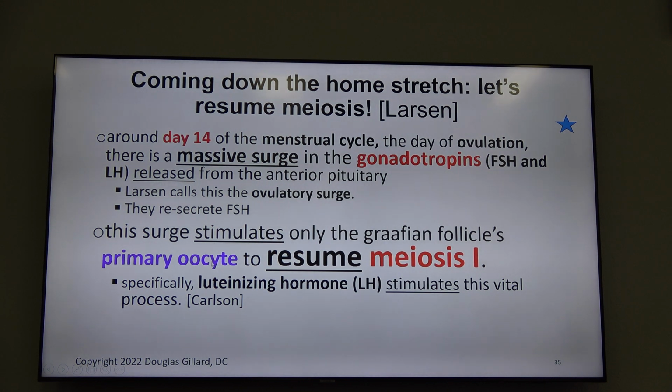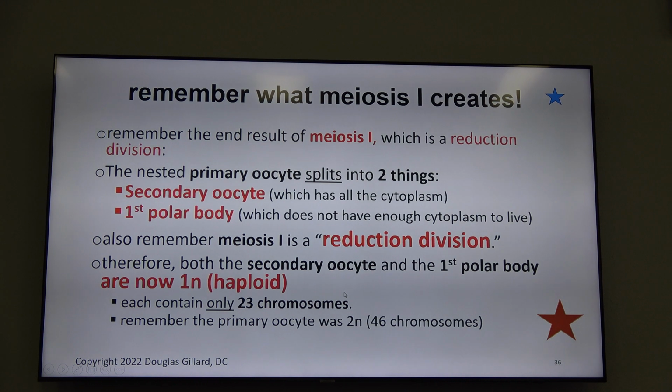So finally, meiosis resumes. Remember, we're stuck in prophase 1, so we're going to finally finish prophase 1 and go into metaphase. Yay, happy days. How does that work? It's luteinizing hormone, which they think is what finally stimulates and wakes things up. But don't get too excited yet.